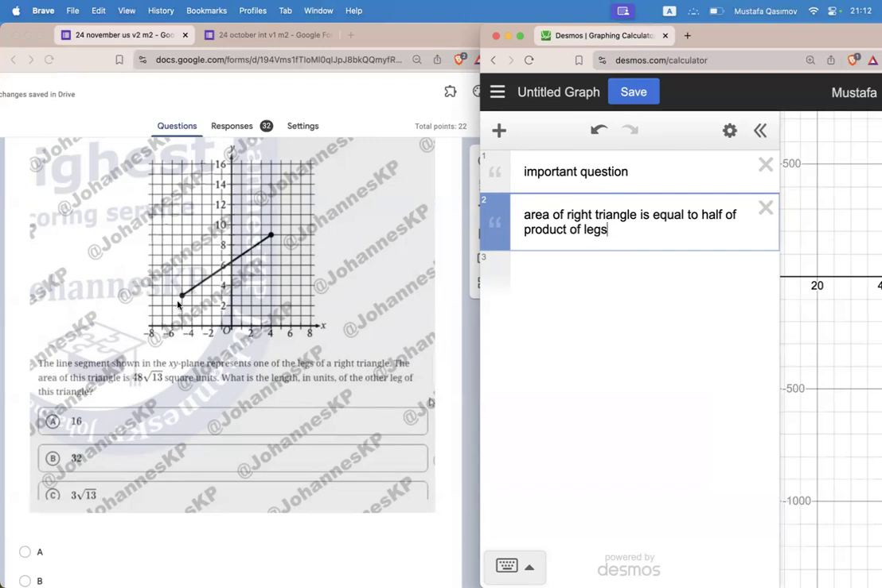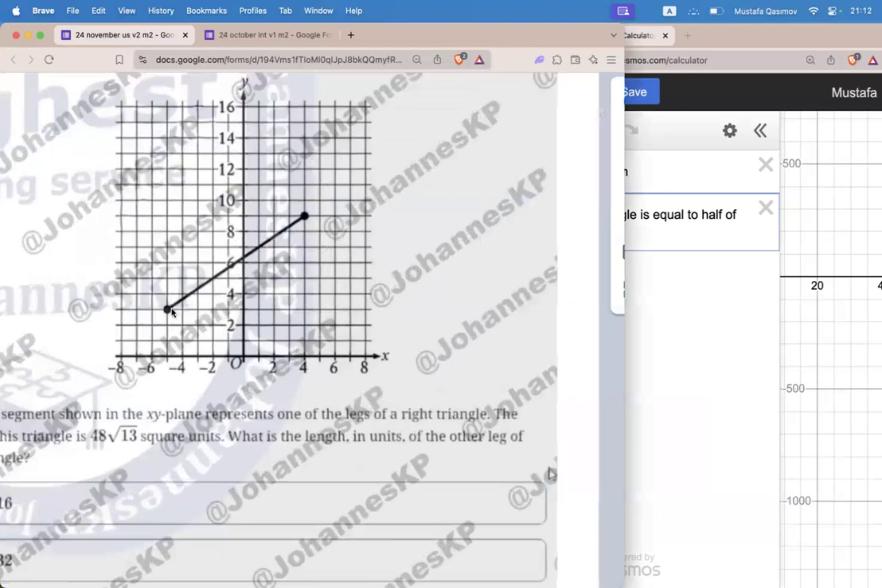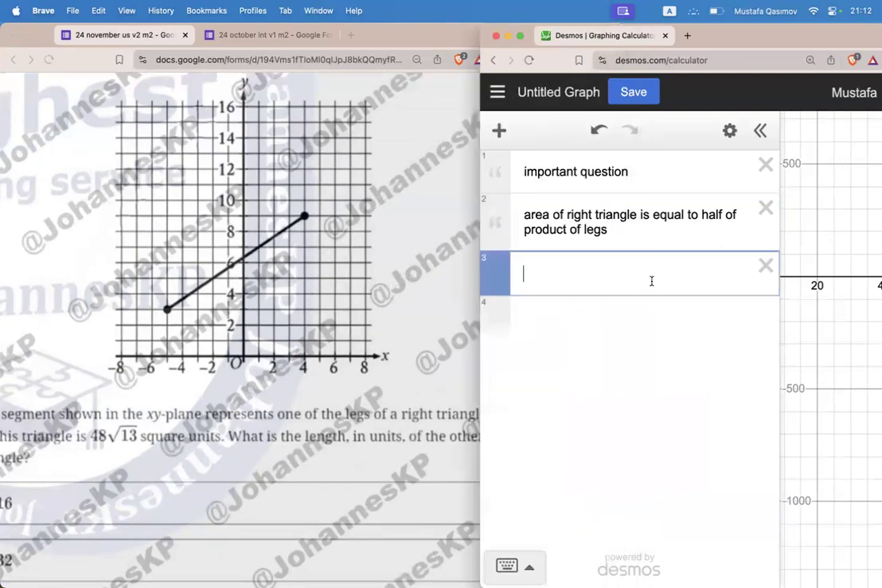Okay, it says that we have one leg here. We have to find this length, let's say. Let's identify the coordinates of this point. It is 4 and 9. Let's write it. It is 4 and 9. And we also have here negative 5 and positive 3.